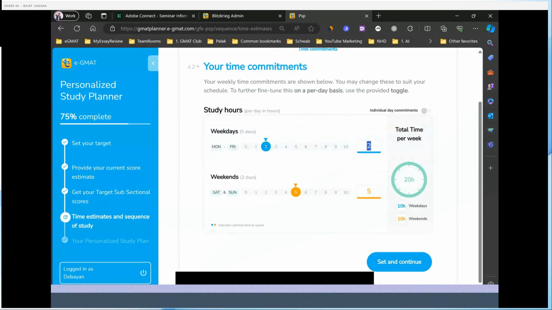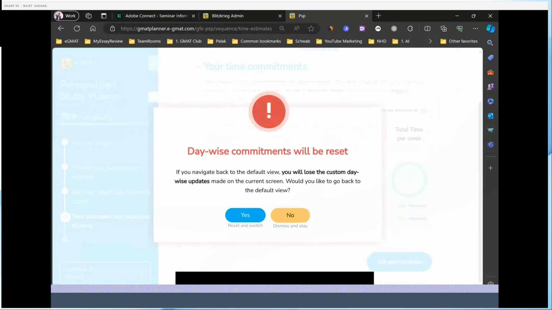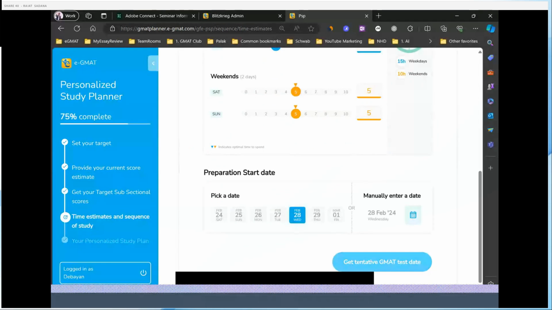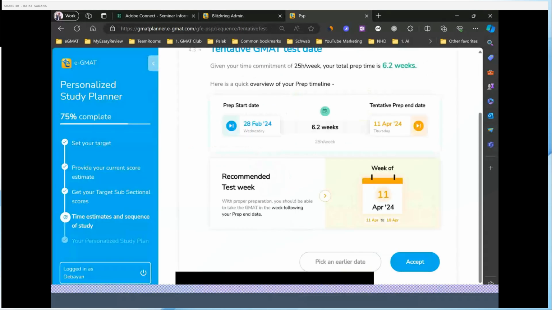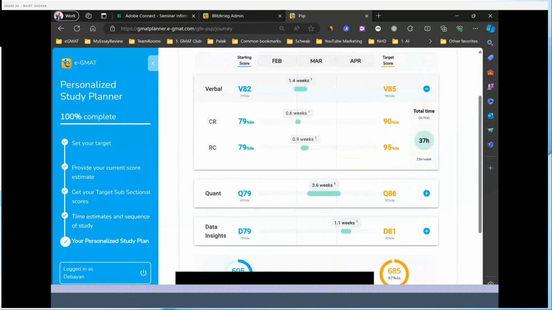You can put in the number of hours per week that you want to spend. Let's say you want to spend 3 hours per day on weekdays, and 5 hours per day on weekends. You can do that. If you want to do it day by day, you can do that as well. Okay, so you can put in a start date, and then with that, it will give you a tentative test date. So you can start on 20th of Feb. You can take the exam in about 6.2 weeks, assuming you're putting in about 25 hours a week, or about 160 hours in total. You accept that, then it explains how your sectional journey is going to be.